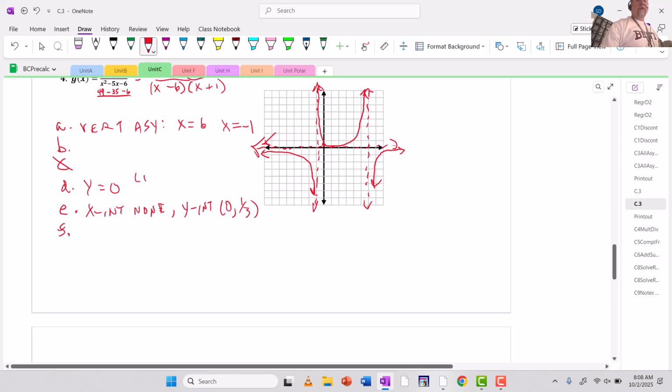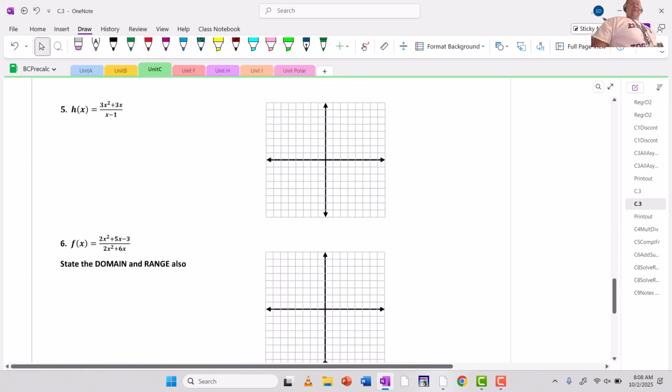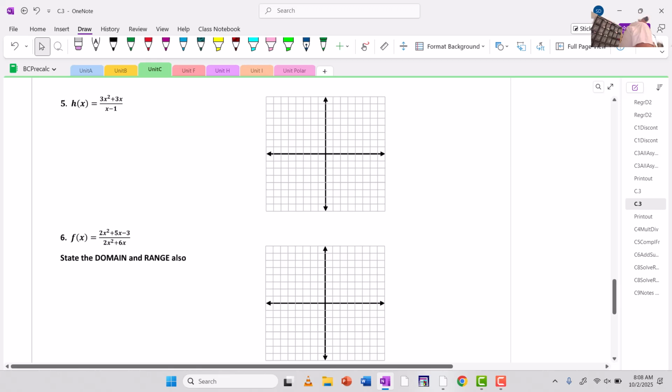All right, and then we could have done this if we know anything about limits. X goes to infinity, negative, let's say, 0. X goes to infinity, 0. What time we got over there? Okay, all right. Let's go to the next one.